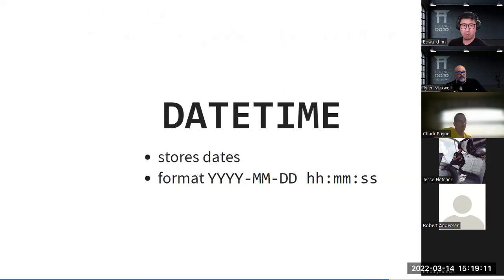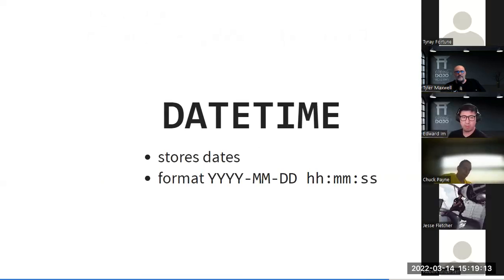And finally, there's a date and a date time. Date time will store the date as well as the time. So if you only want to store a birthday, it's kind of creepy to store a person's birth time, right? You would use date. But for timestamps, we want to use date time because we have up to the second of when something happened.